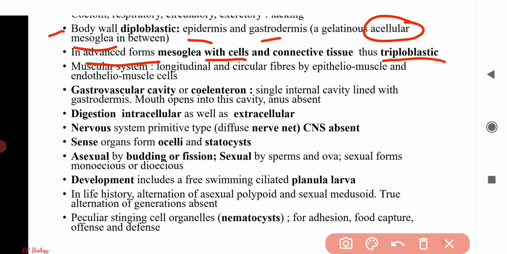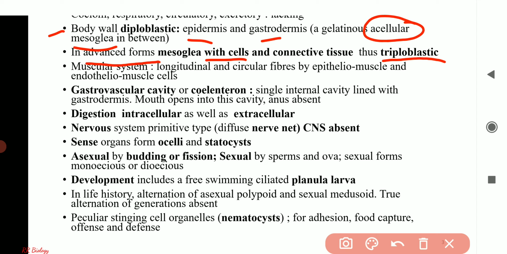Okay, come back now. Muscles, muscular system, if you're talking about the same, you may find there some longitudinal and circular fibers made by the epithelial muscle and the endothelial muscle cells. Okay, there are two types of muscle cells there, that is epithelial muscle cells and endothelial muscle cells. These are the cells of the muscular system here.